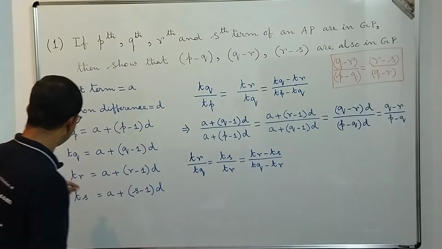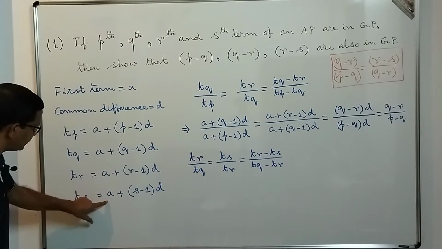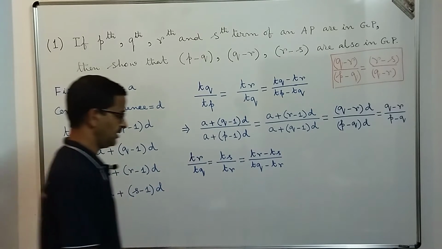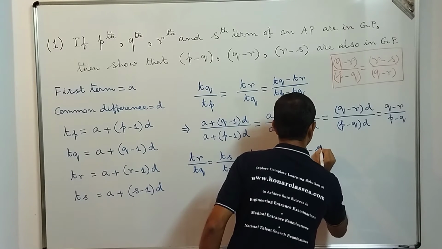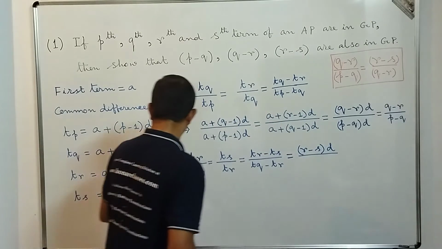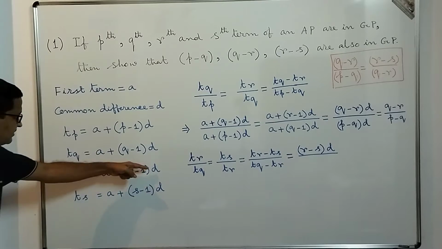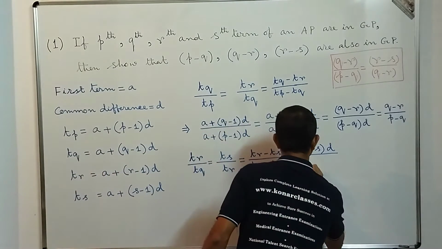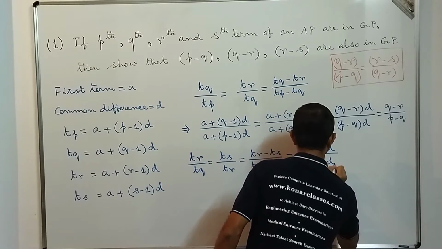Now what is tr minus ts? tr minus ts, a will get cancelled, so we will get r minus s into d. So this is equal to r minus s into d divided by tq minus tr, that means a gets cancelled, q minus r into d. So we get q minus r into d.